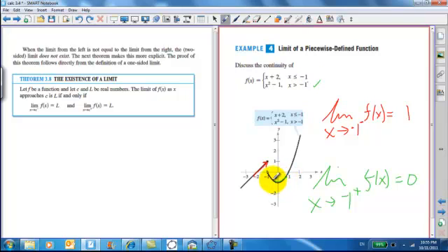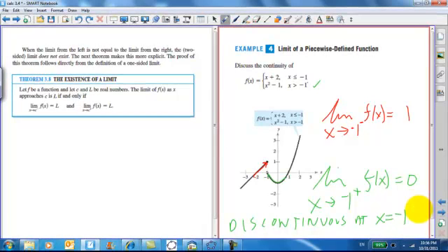As we come in from the right, it's getting closer and closer and closer to that point, which is a y-coordinate of 0. So the limit doesn't exist there. The function is defined there, but the limit does not equal the value of the function. So basically this is discontinuous at x equals negative 1. Continuous everywhere else, but they just didn't put the pieces together right.